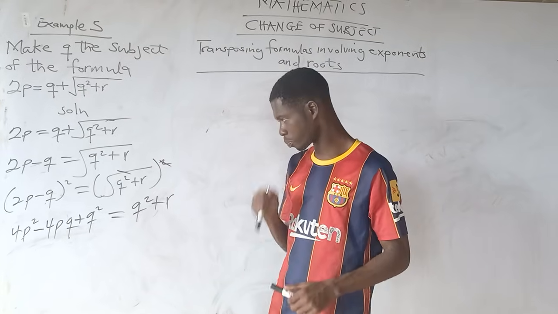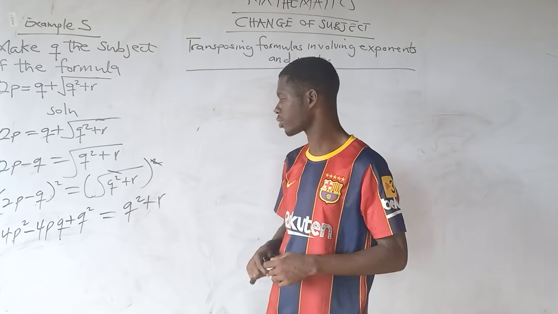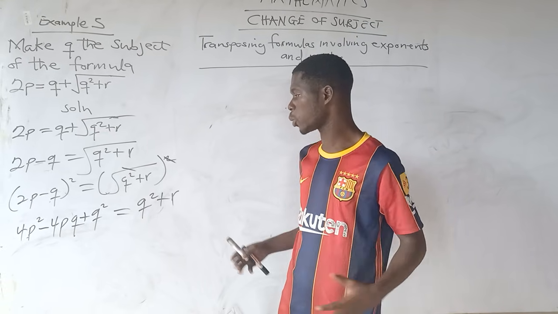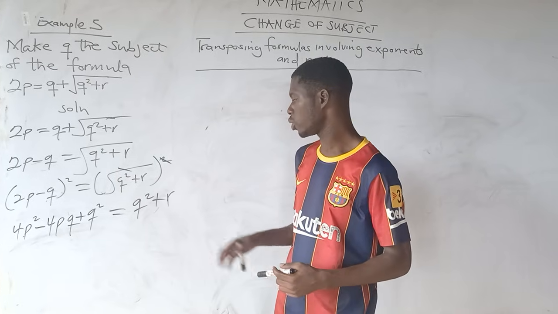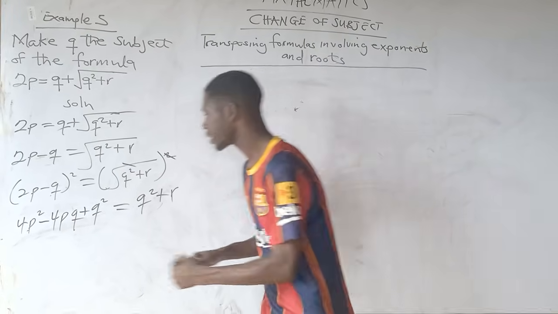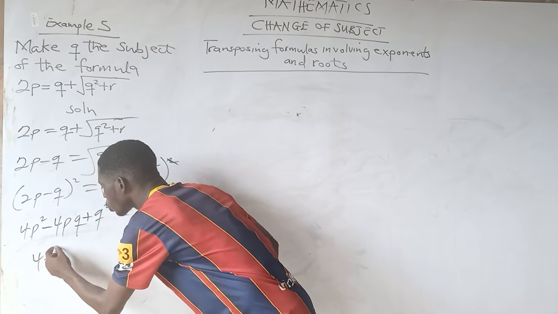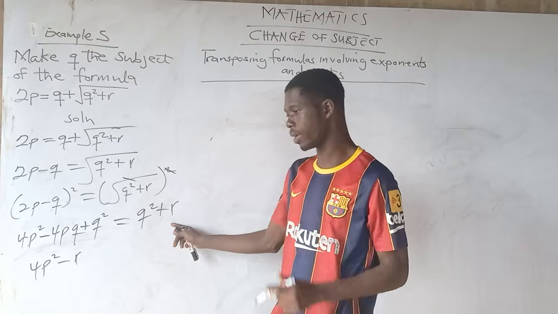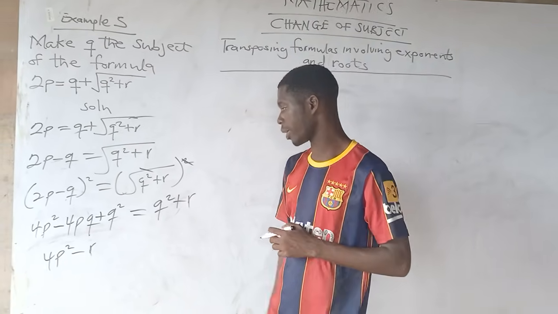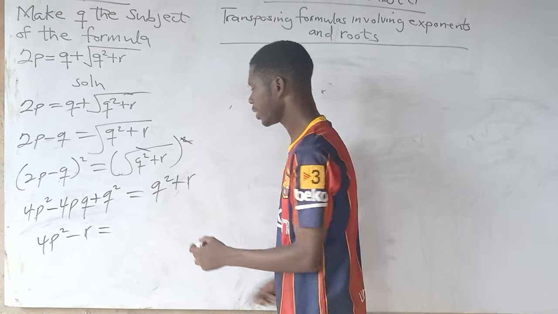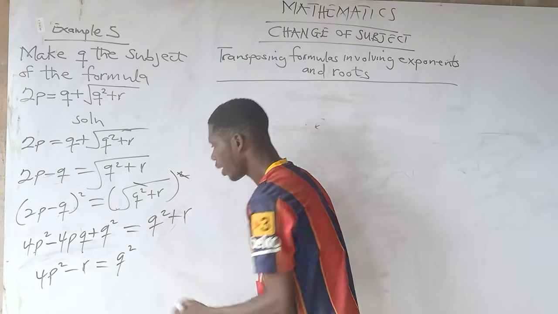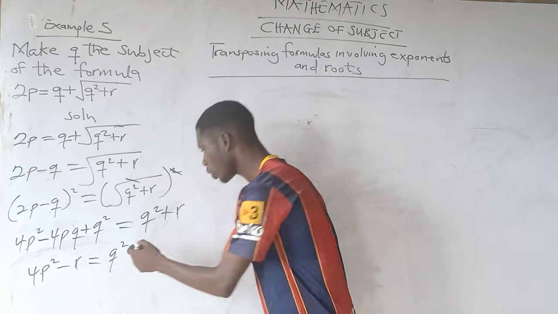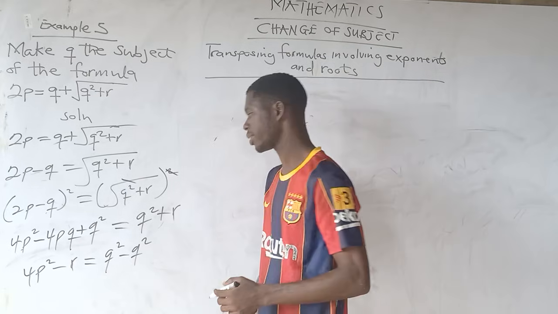Now we are making q the subject, right? We are making q the subject. So suppose, group like terms. So we get 4p squared is here. Then I'll send this one to here. It becomes minus r. Since it's positive here, it is crossing, it becomes minus r. Equal to, then q squared is here. I'm bringing this one, it's at the left hand side, I'm bringing it to the right hand side. It's positive, so it's minus q squared, right? Yes.